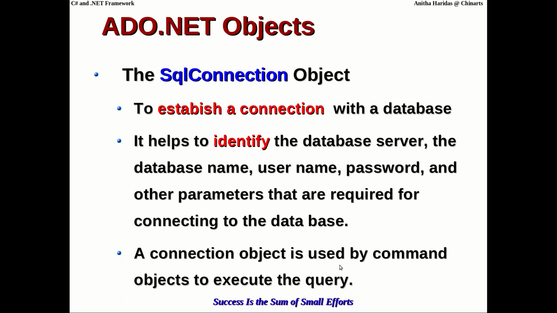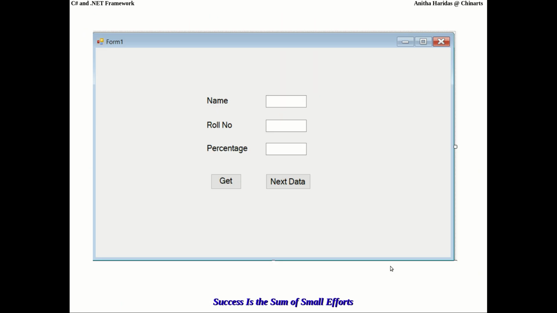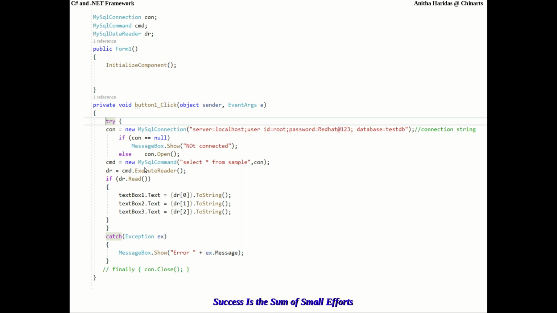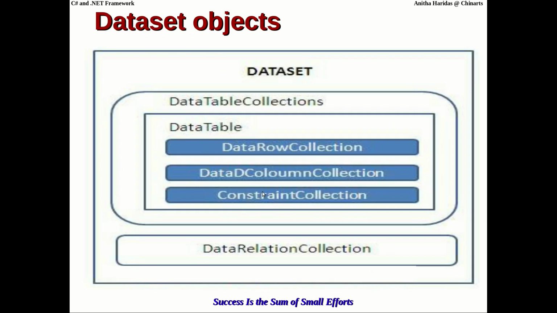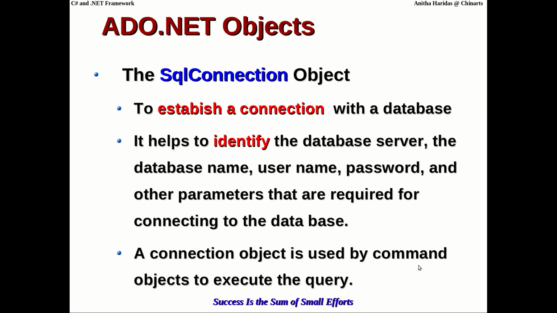So this connection object is used by the command object. Again, let us go back to our example to show you how the connection object is used by the command object. This is the command object we are creating, and you can see the second parameter is the connection object. CON is the connection object. So the second parameter for the command object is the connection object. That is what it says. Once you have created a connection object, it will be used by the command object to execute the query.